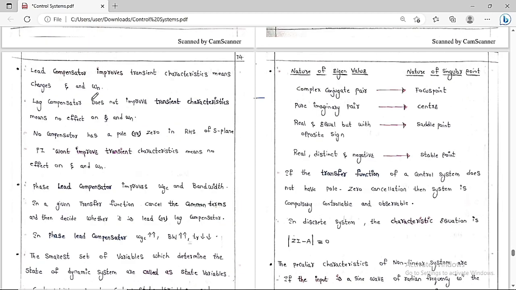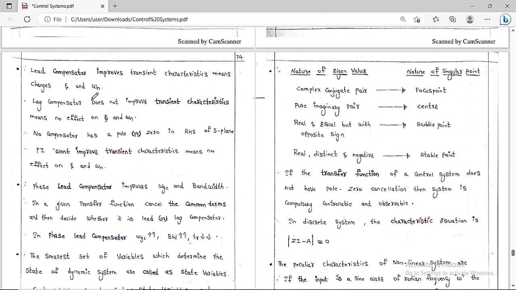Now the next point: a lead compensator is going to improve the transient characteristics, which means it is going to change the zeta as well as the omega n. So basically, how to remember this one? See, lead compensator is going to improve the transient characteristics of the system. I've already told you, lead has more volts, so transient has more volts, so we can easily match them. So lead compensator is going to improve the transient characteristics of the system.